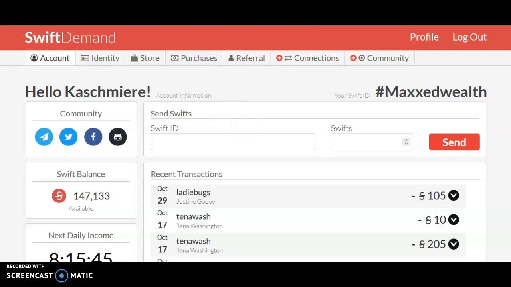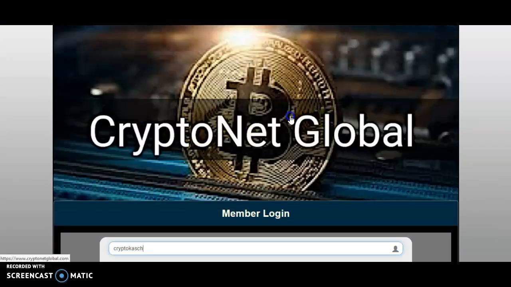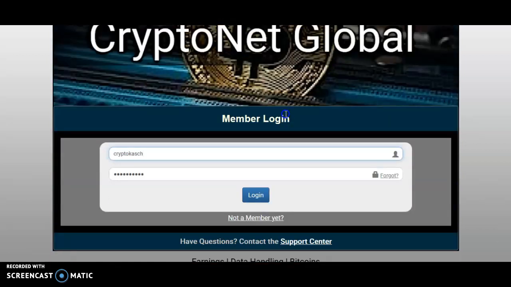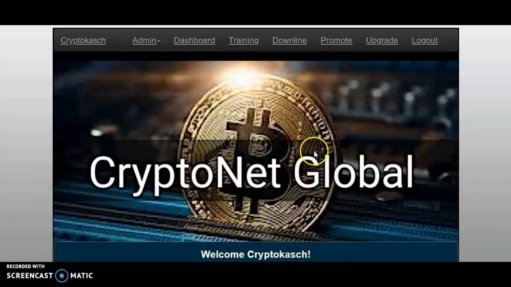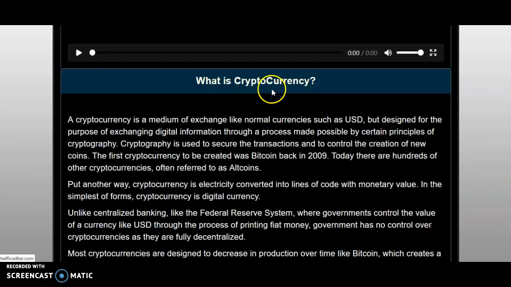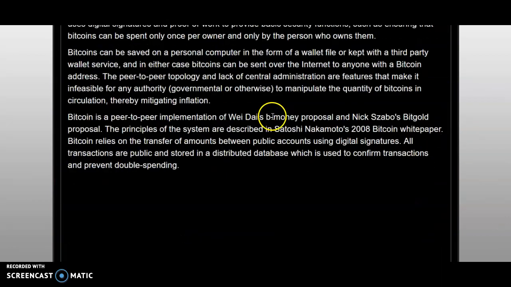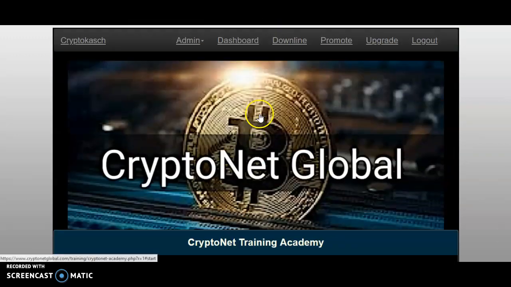Now, I'm going to take you over here to my trading platform, which is CryptoNet Global. I built this platform myself for my team within our private community. So you see when I log in, wow, this is us. This is where we are right here. We have our dashboard. We have our trainings, right? This is our free training where you guys get to come in over here and learn about Bitcoin, guys. We're teaching over here at CryptoNet Global. So we're using Swift Demand for something more powerful than just moving coin. We have our own training academy. This is our website where we trade. It tells us everything right here. Here's our links, just in case we want to send somebody out to join.